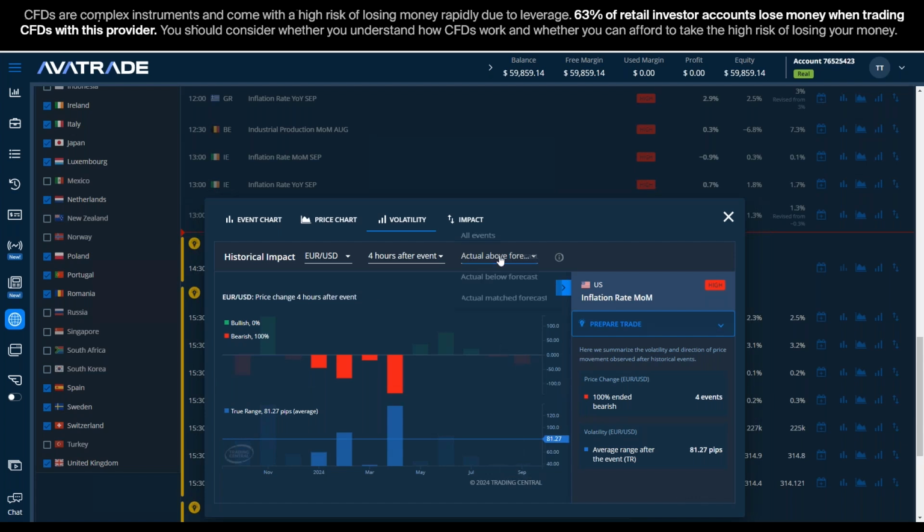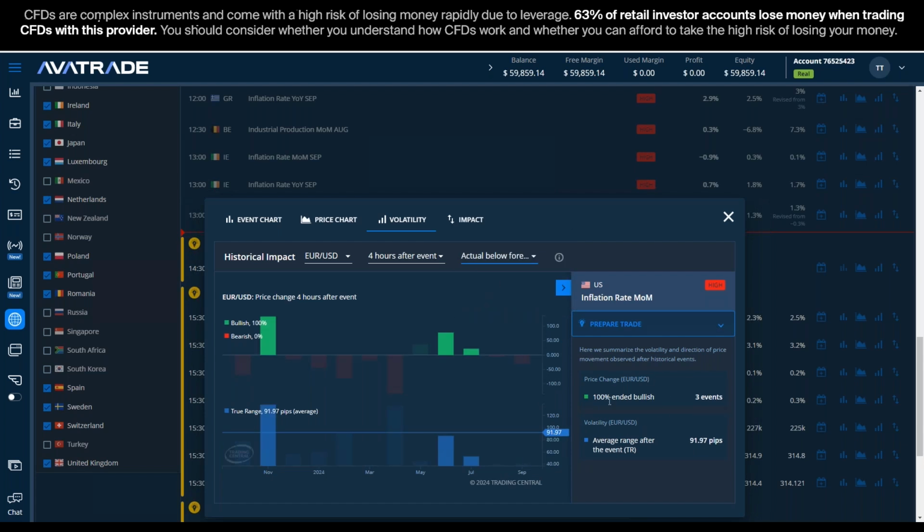What if it came in below forecast? 100% of the time up. The USD weakened against the Euro when it came in below forecast. So this is pretty convincing data that there's a reaction here to the results of the inflation rate month over month coming in. Okay, and this is over the course of 4 hours, over 91 pips, almost 100 pips range movement. I mean, look at this climb, 135 pips, 74 pips, and the smallest move was about 20 pips up, okay? And that's after 4 hours.